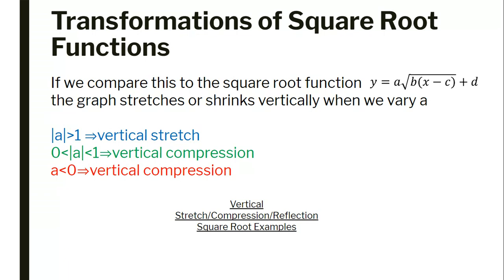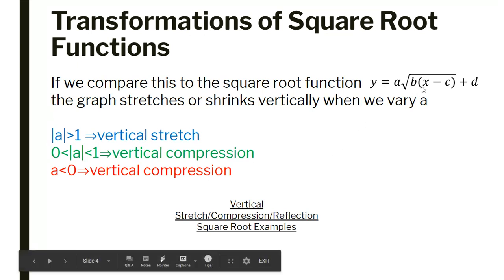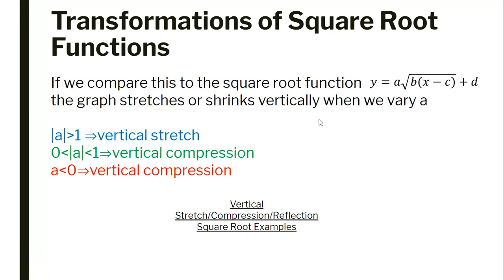All right, so let's transition to transformations. This is the transformation form of the square root parent function. We have A, B, C, and D. You are familiar with all of those, but we're going to do a pretty good review just in case. So let's start with A, vertical stretch, vertical compression, and if A is less than 0, that should read vertical reflection. So change this compression to reflection.